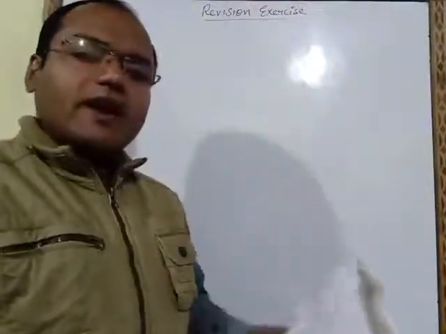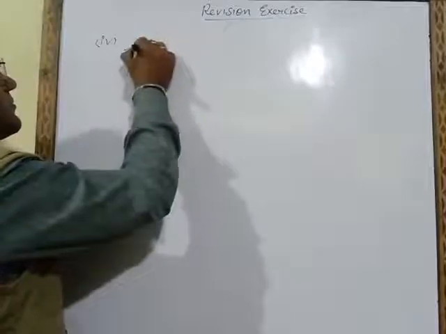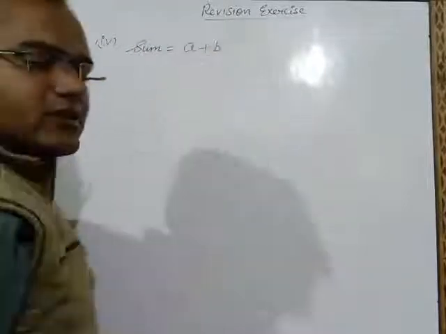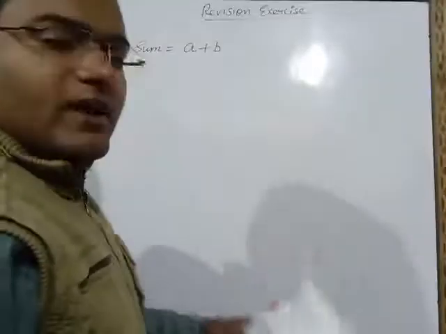Sum of a and b. First of all we will find the sum. Sum means plus, so we will do a plus b, this is the sum. This sum is divided by -3.